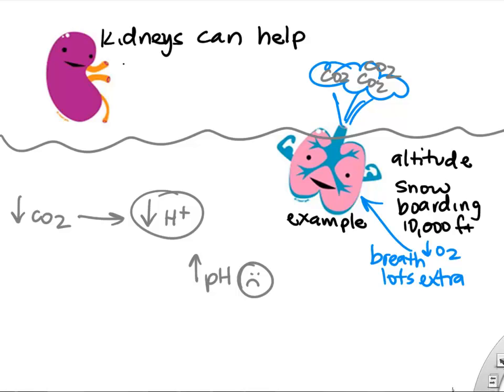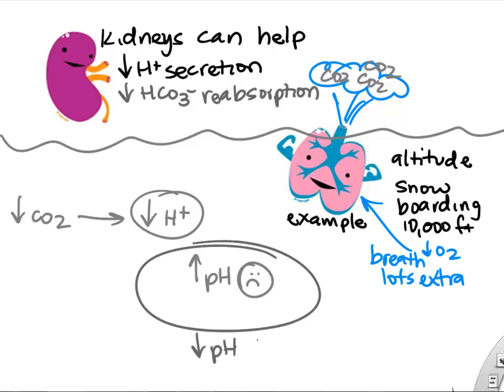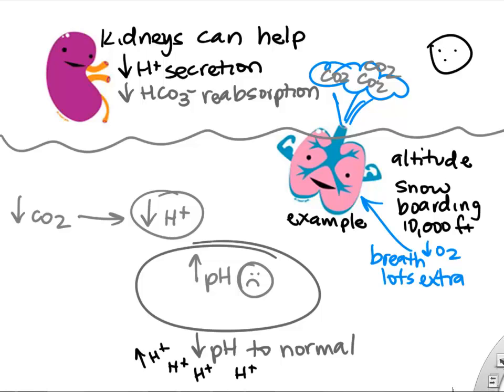So again, how can our kidneys help? Well, one is to decrease the secretion of hydrogen ions and decrease the reabsorption of bicarbonate. How will that help our pH go back down? Well, you'll have more hydrogen ions floating around, and you'll have less buffer floating around.